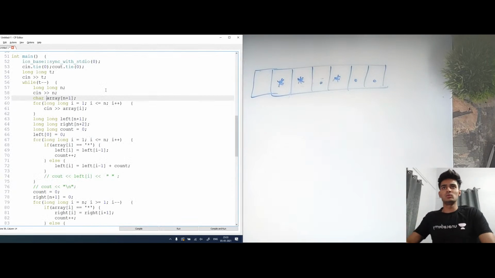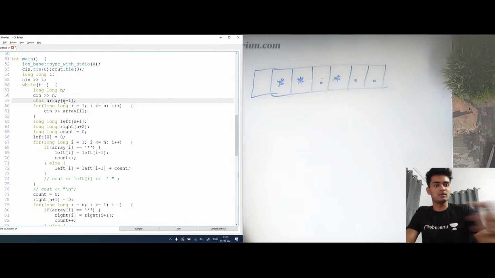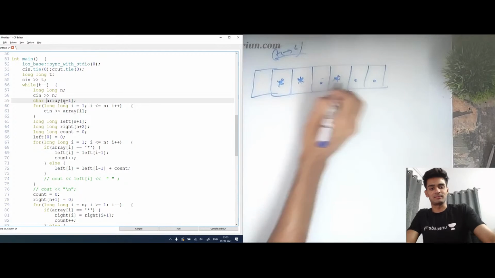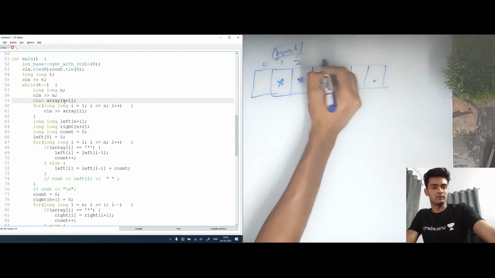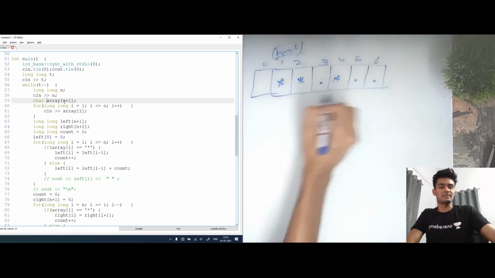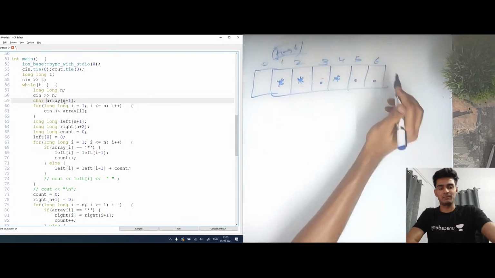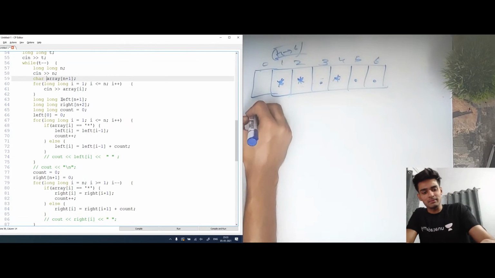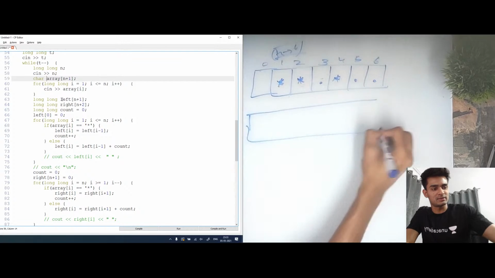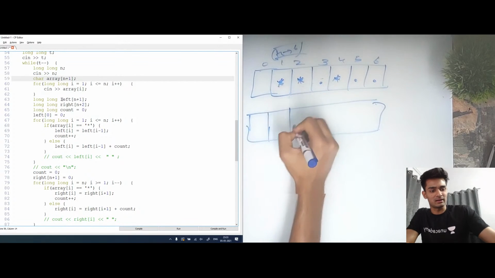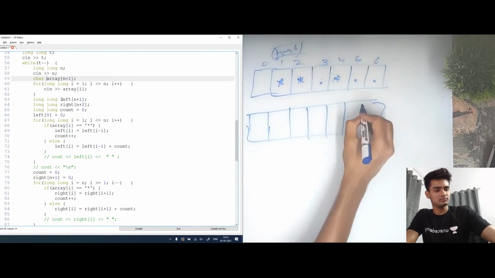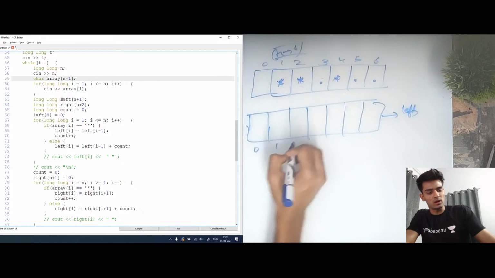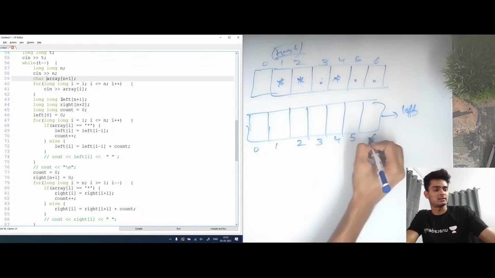Okay, so let's see the code. What I'm actually doing is, now the n was 6. I made an array of size 7, so this is 0, 1, 2, 3, 4, 5, and 6. I'll briefly explain why I took an array of n plus 1. Now I make another array, again of size 7, and this is my left array, with indices 0 to 6.